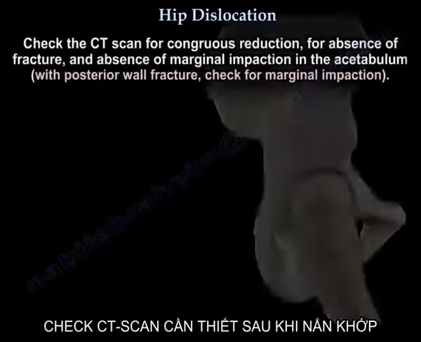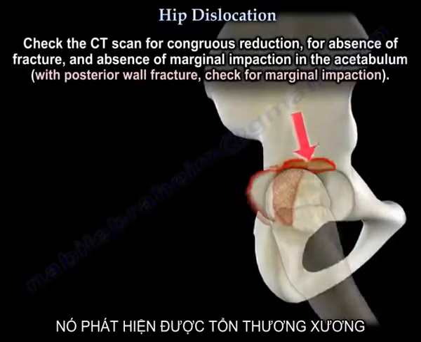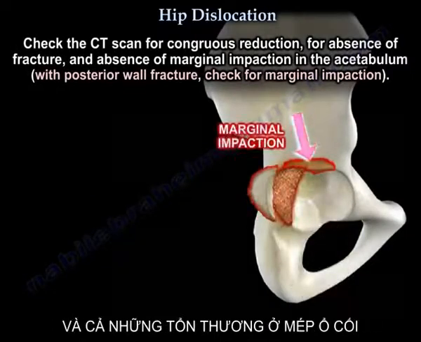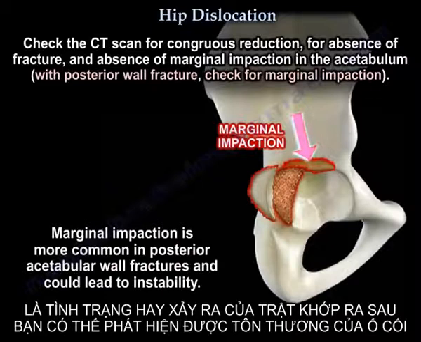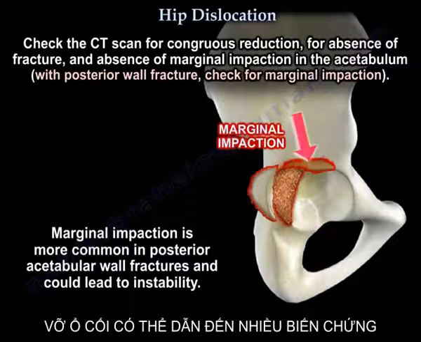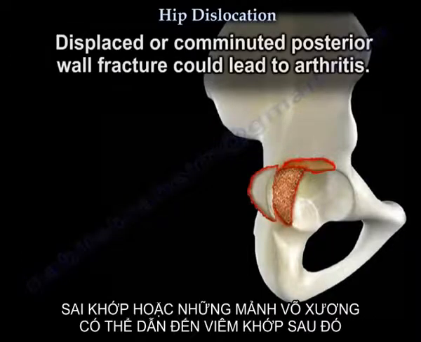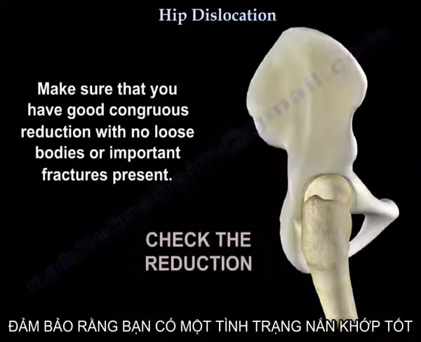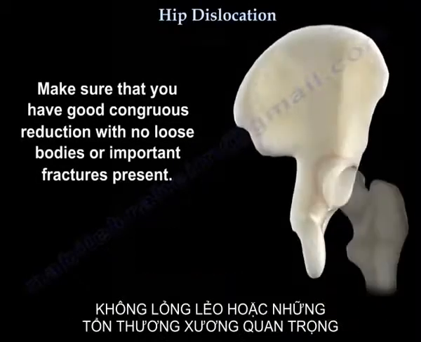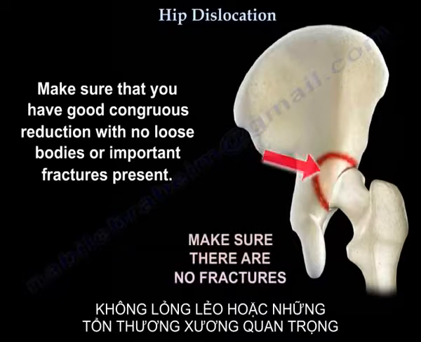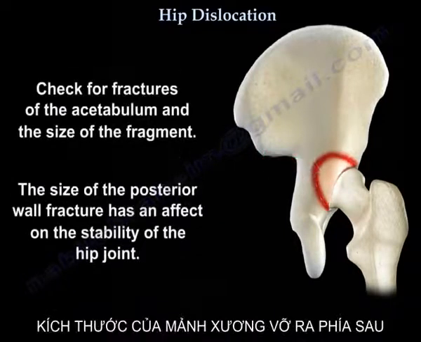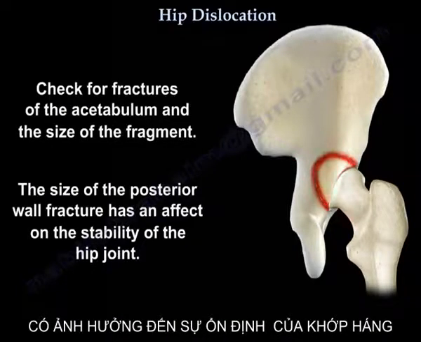Check the CT scan for congruous reduction, for absence of fracture, for absence of marginal impaction in the acetabulum. You can find marginal impaction more common in posterior wall fractures. Marginal impaction can lead to instability. Displaced or comminuted posterior wall fracture could lead to arthritis later on. Make sure you have a good congruous reduction with no loose bodies or important fractures present. The size of the posterior wall fracture has an effect on the stability of the hip.